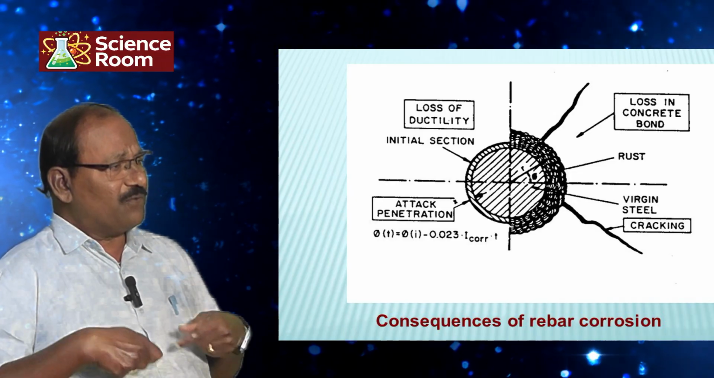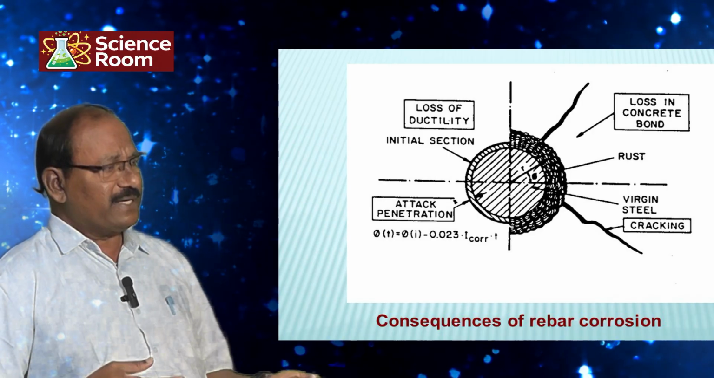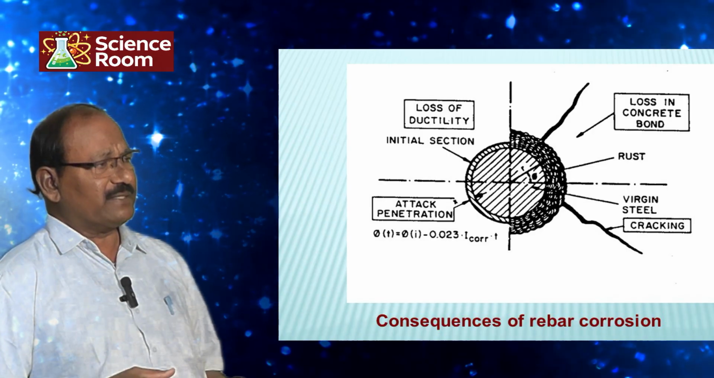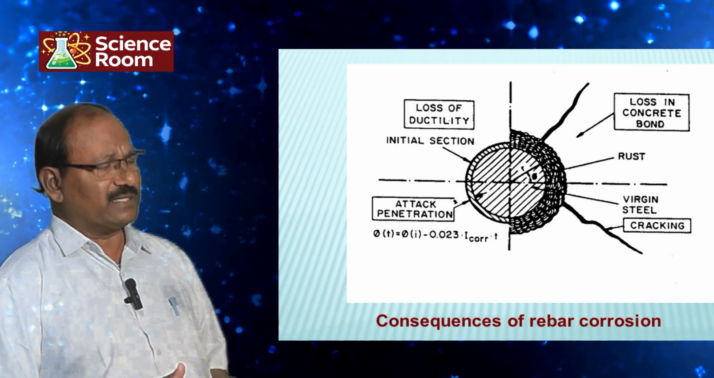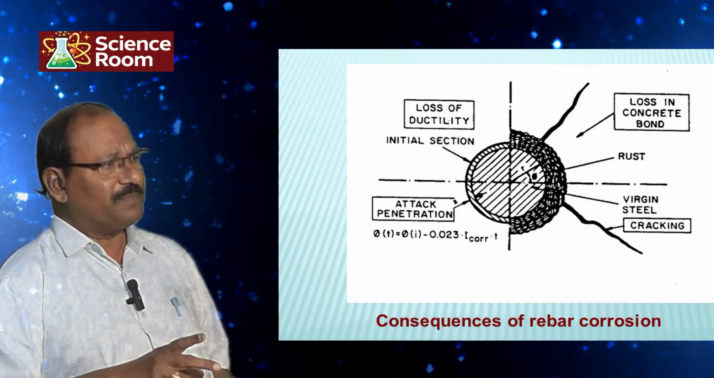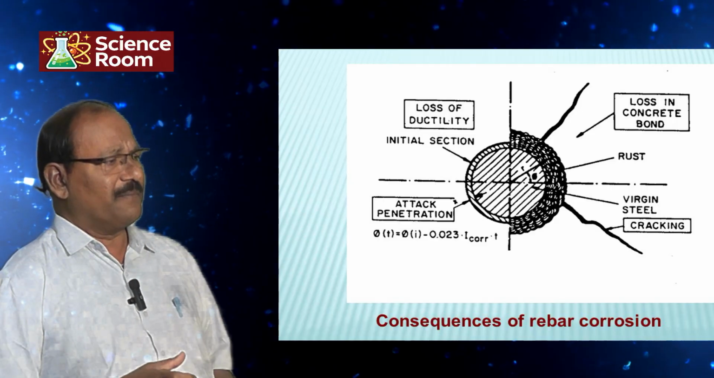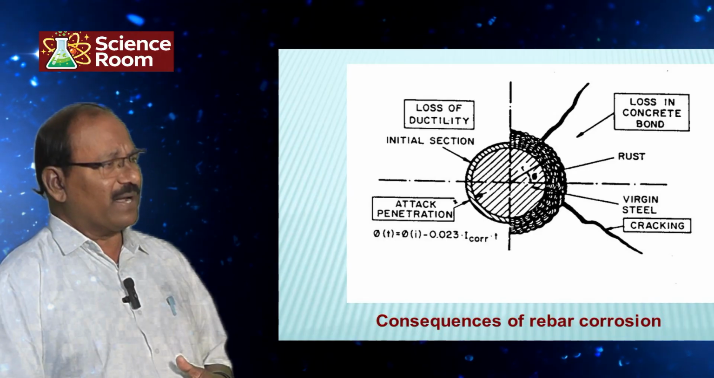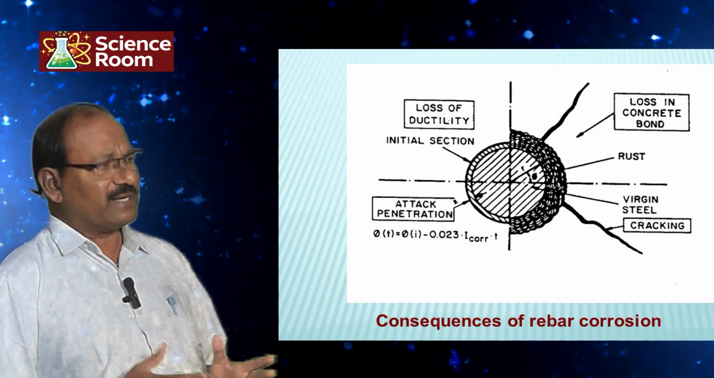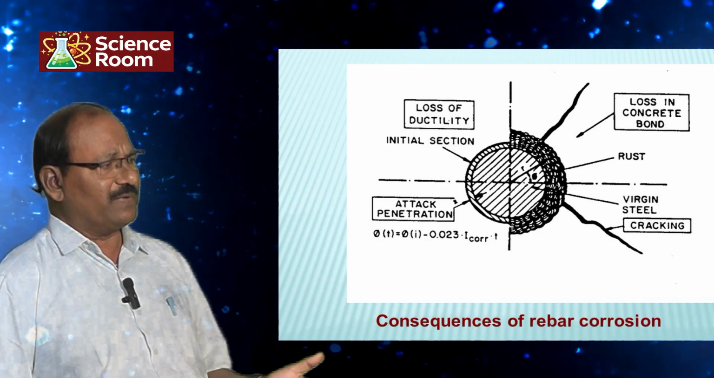Otherwise, a force transfer will not take place. And here you see, when the rust product is there in between the concrete and the steel surface, the rust product prevents the bonding, and this is one of the drawbacks. Also, cracks are there. Cracks are weaker parts, as you know very well.